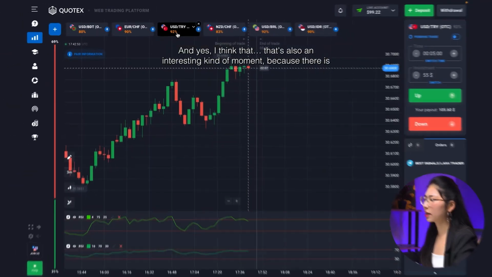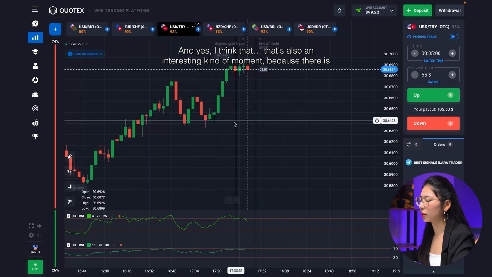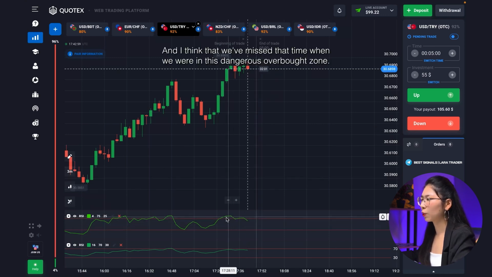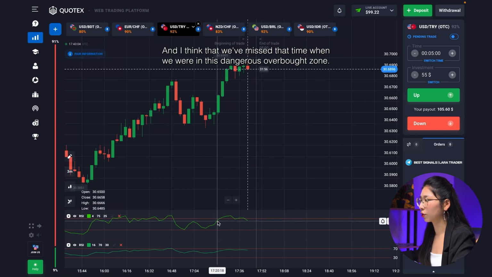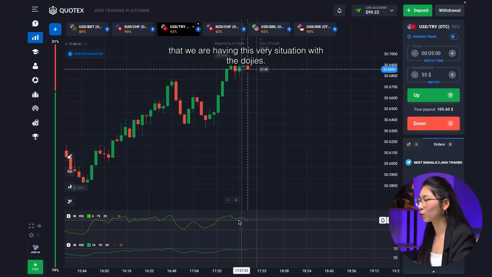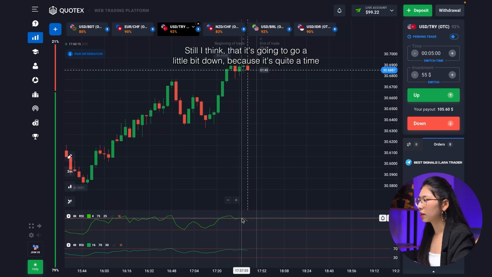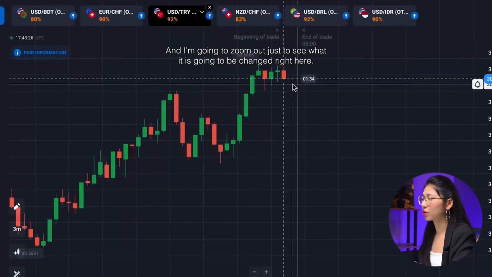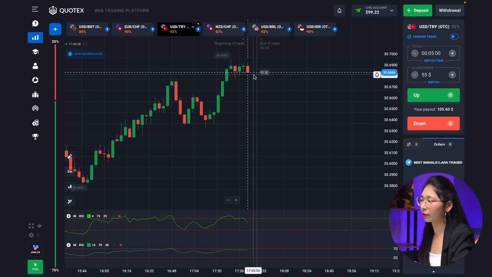Okay, yes, I think that's also an interesting kind of moment because there is an interesting pattern right here. I think that we missed the time when we were in the dangerous overbought zone. Now it's going to calm down, and now we see after some period here is the time cut, which is showing us that we're having this very situation with the dojis. Still, I think that it's going to go a little bit down because it's quite a time right here on this zone. And I'm going to zoom out just to see what's going to change right here.